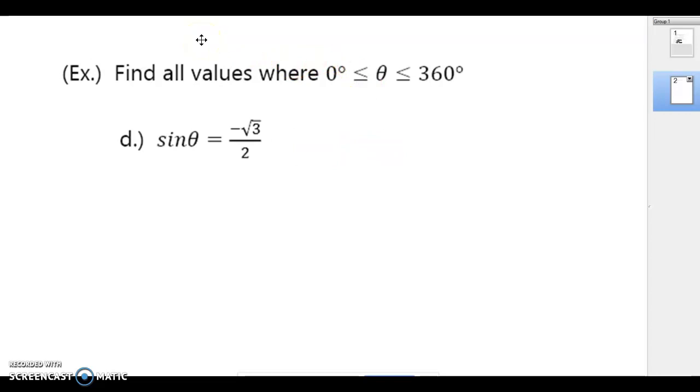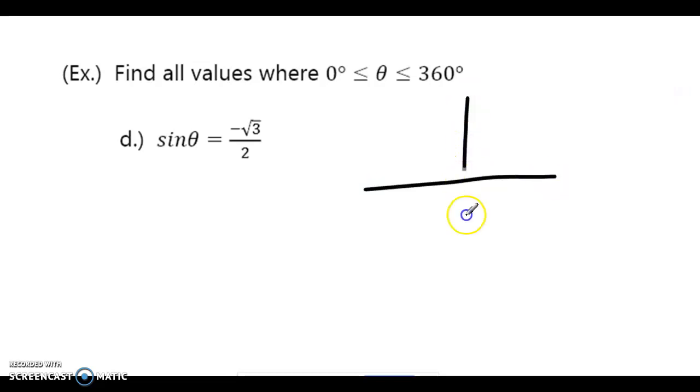And then we're also going to use what we know about quadrants. Okay, so we have our quadrants 1, 2, 3, and 4. Which quadrant is sine positive in? Everything's positive in quadrant 1. Quadrant 2 is also positive for sine. So we know that our angle has to be in quadrant 3 or 4.